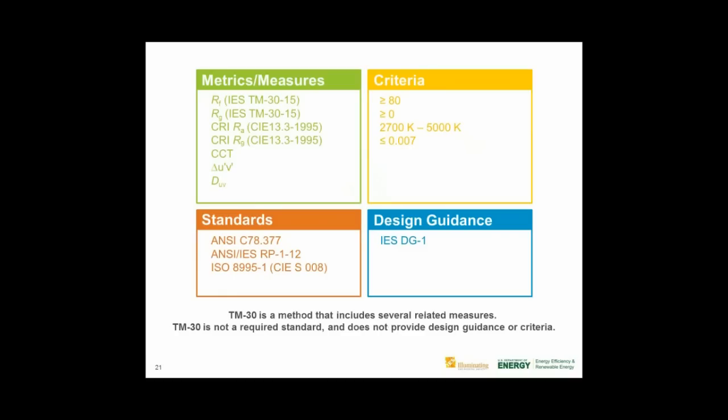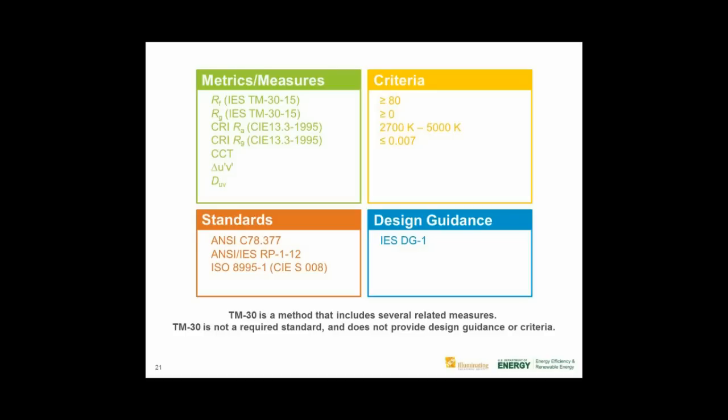So, another slide here about exactly what is TM30, what are the measures contained within it, and what is it not. We have these 4 different types of documents or ideas in the lighting industry and in other industries as well. So we have metrics and measures. Parts of TM30 are metrics and measures. CRI, Ra, and R9 are metrics. CCT is a metric, Duv. In contrast with that, we have criteria. So the CRI must be greater than 80, or the CCT must be between 2700K and 5000K.